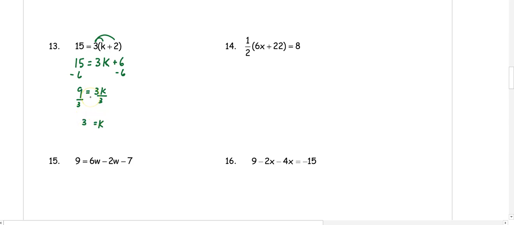and k equals 3. In number 14, again, there's parentheses, so I'm going to distribute 1/2. So what's half of 6x? 3x. What's half of 22? 11. So 3x plus 11 equals 8. To solve for x, there's a number being added, so we're going to subtract the 11 from both sides. 3x equals -3. Then to get x by itself, we're going to divide by 3 on both sides. So x equals -1.